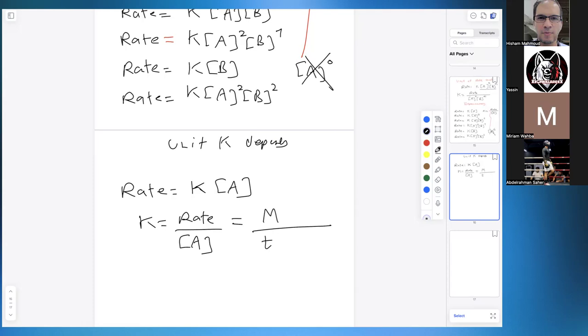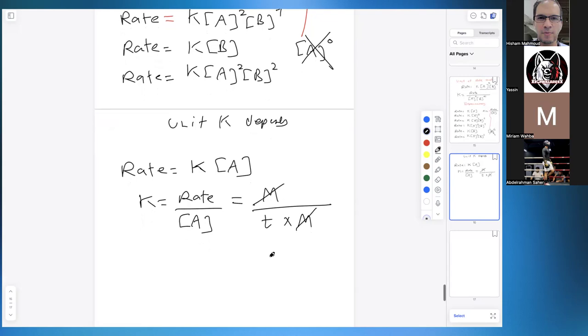What is the unit of concentration again, the one at the bottom? I have M, M again, right? Then I will cancel this one and this one. What will be the unit? Time. T minus 1, right? T minus 1 only.